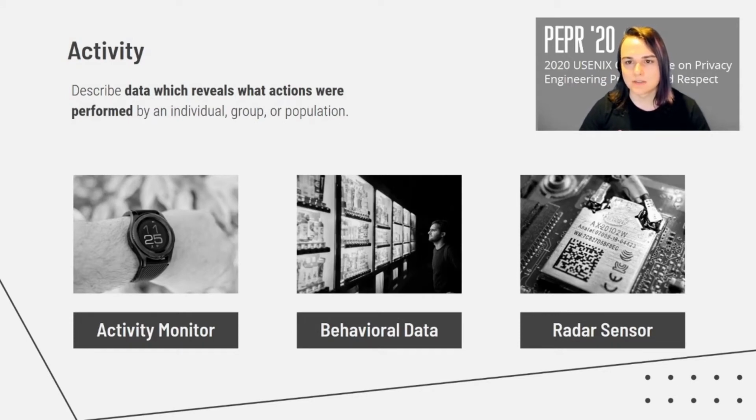Now, activity is about data that reveals what happened at a given point in time. And so here's some examples below that show data about what somebody was doing while they wore an activity monitor, or maybe as they used an app or made a purchase, what behavioral data they generated, or what hardware can sense the environment around them to detect activities in some unique, interesting way.